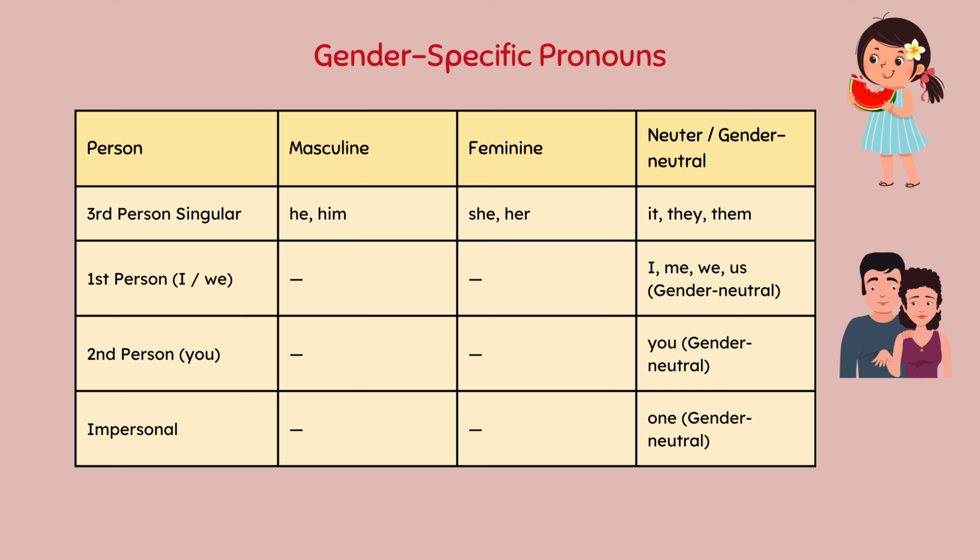In the first person, I or we don't show gender. I, me, we, us are gender neutral. So, whether you're male or female, you say, I am a student. For the second person, we use you, and it's the same for everyone, no matter the gender. And sometimes, we use the impersonal pronoun one, like, one should always be honest. This is also gender neutral and formal. So, the key takeaway is some pronouns show gender, but many are neutral and used for everyone.